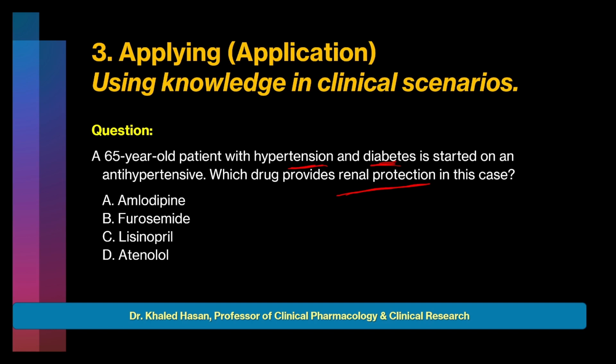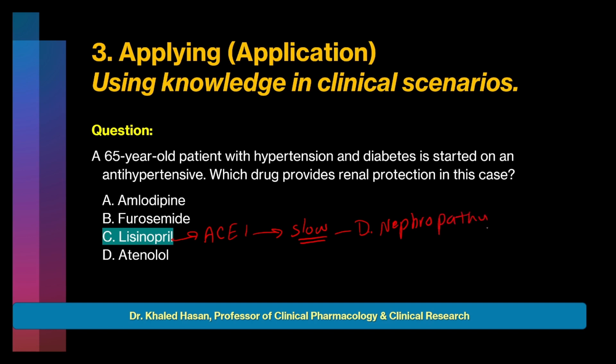Okay, the correct answer will be lisinopril. Lisinopril belongs to the ACE inhibitors, and lisinopril or ACE inhibitor slows the progression of diabetic nephropathy. We try to apply here. We have a patient. We try to apply medication to provide protection or reduce the progression of diabetic nephropathy.